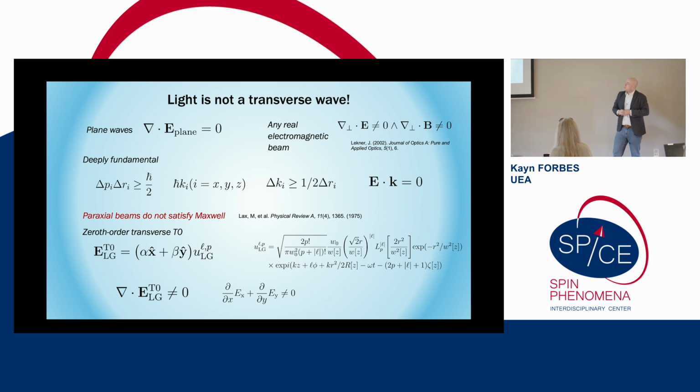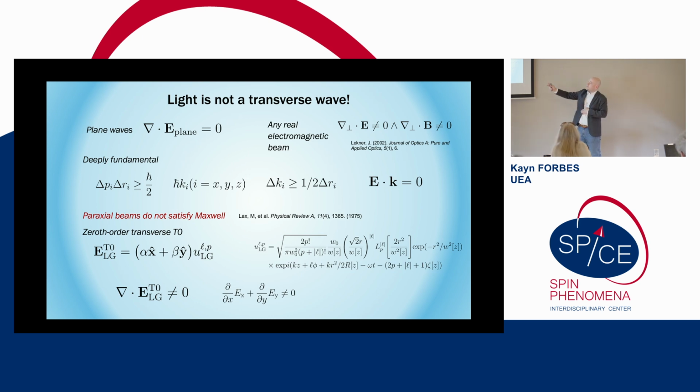The first paper to look at this was by Melvin Lax in 1975. He discovered that paraxial beams do not satisfy Maxwell's equations. The equation we normally describe our optical vortices with, we'd call a zeroth order transverse field. I'll get on to what the zeroth order means in a moment. It'll make sense in a moment.